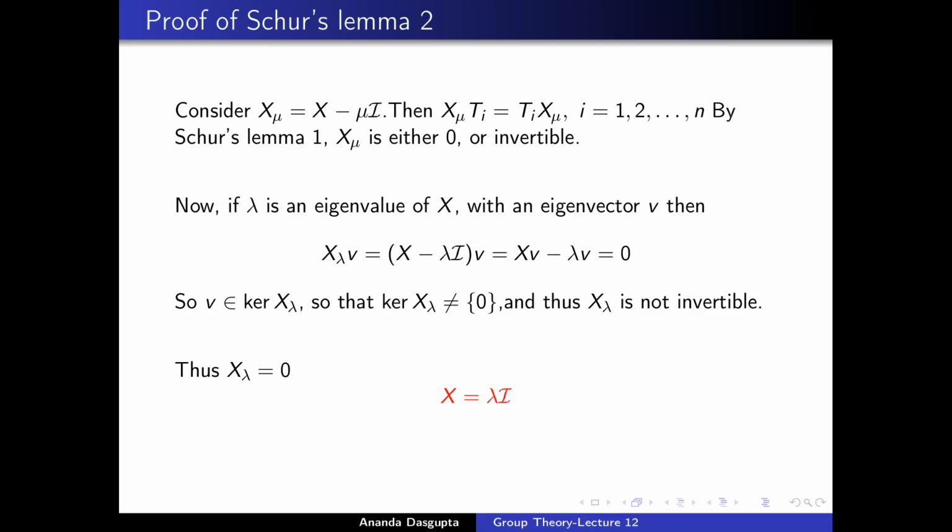Just to remind you once again, x equal to 0 is also a possibility, but if x is 0, then it is a multiple of the identity. So that's also covered within this case.